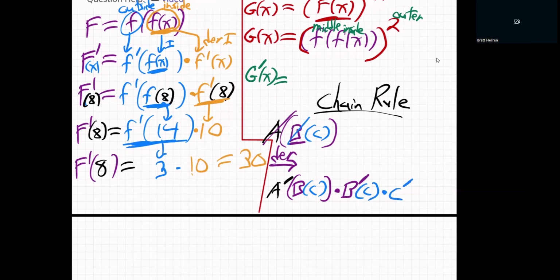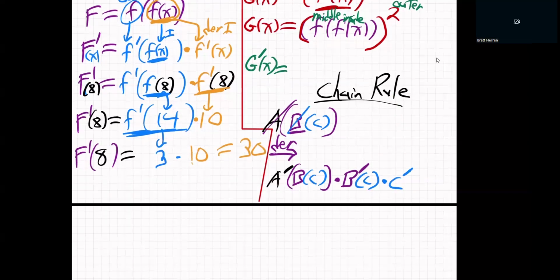So layer by layer by layer, moving in. So outer layer, keep the inside the same. Next layer, keep the inside the same. Final inside layer. That's the chain rule with 3 levels. So that's what we got to do here. So I'm going to bring this on down.